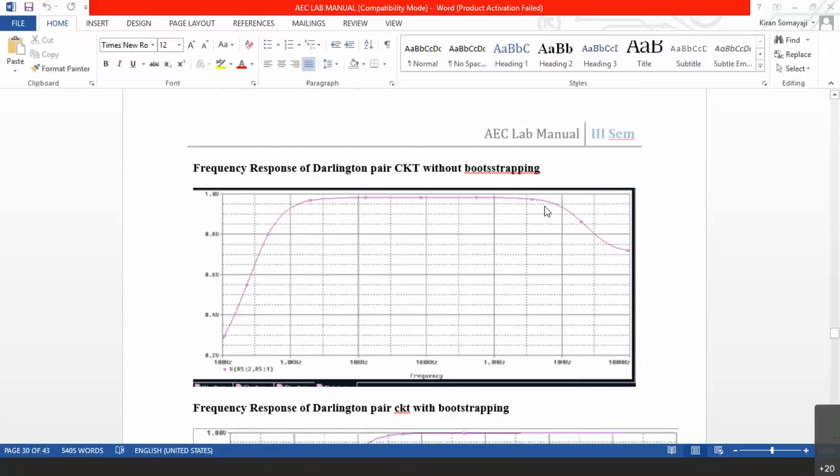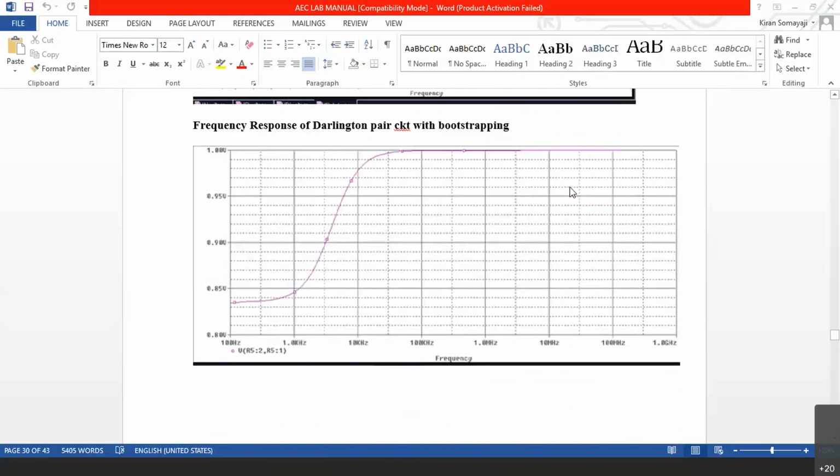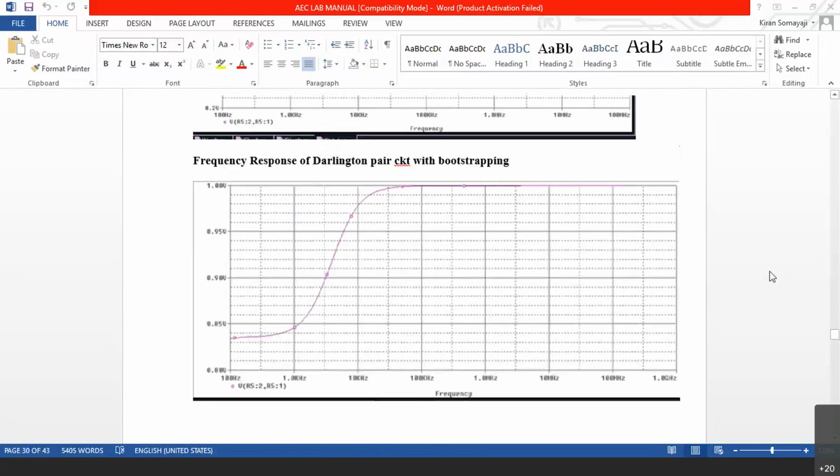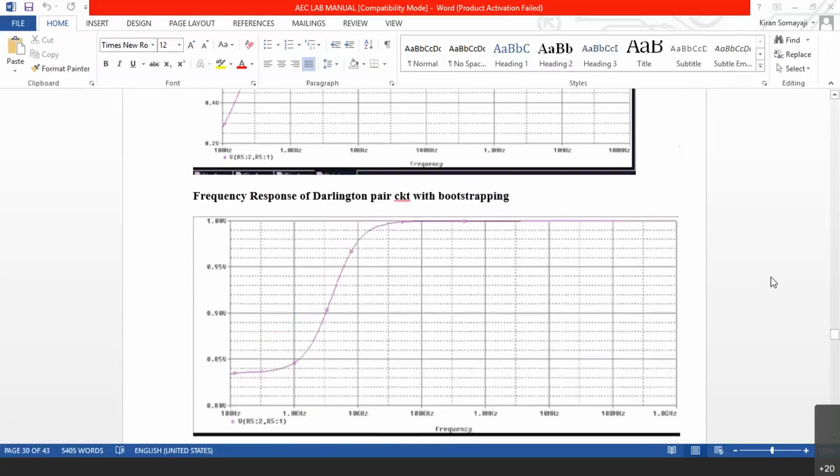But you can see the gain is not reducing here. It was supposed to reduce here, right? Without bootstrapping, it is reducing here. But with the bootstrapping, the gain is continuing, which means with the bootstrapping, even the input impedance is increased and the bandwidth is also increased. That is the idea. Now with that, I have come to the end of today's class.